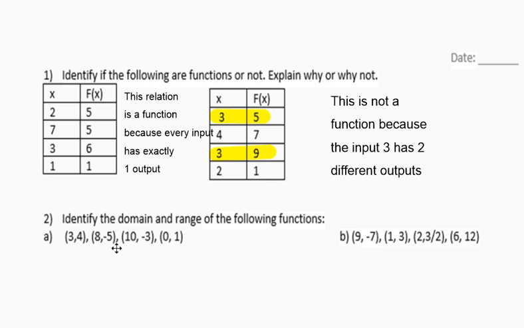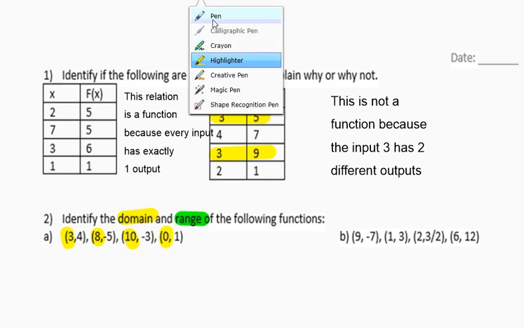Taking a look at 2, identifying the domain and range of the following functions. So the domain values are the collection of all the inputs, and the range is the collection of all the outputs. So in other words, in an ordered pair, the domain are the first numbers. They're the first ones in the ordered pair. So the 3 is a domain, the 8 is a domain, 10 is part of the domain, and 0 is part of the domain. Now, I'm not going to write a range of numbers because this represents discrete data.